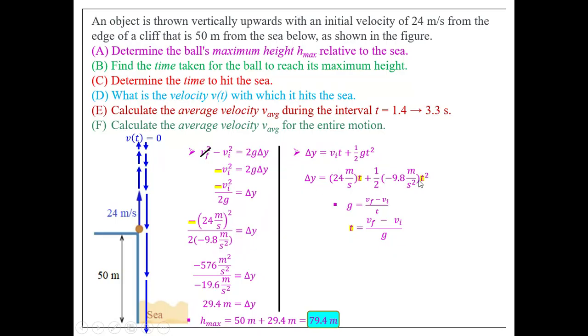The only thing I need is the variable t. So doing this strategy here allows you to find t. Well, what's your VF? Your VF is going to equal 0, because from launch at 24 meters per second, it's going to rise to the peak. It stops, so VF has to be equal to 0.